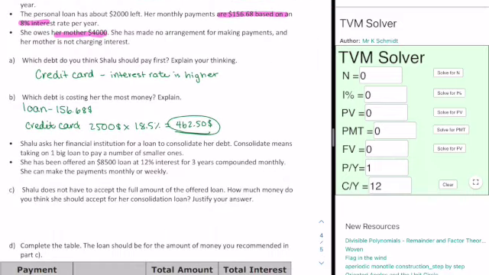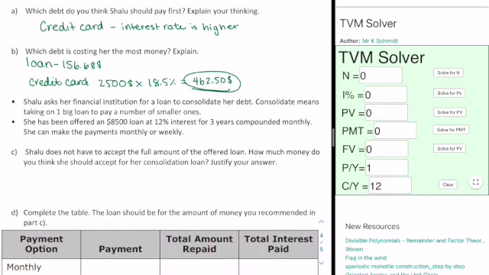So Shalou asks her financial institution for a loan to consolidate her debt. So consolidating means taking on one big loan instead of smaller ones. She's been offered $8,500 at 12% for 3 years, compounded monthly. She can make this payment monthly or weekly. She doesn't have to accept the $8,500. She can take a smaller amount of it. So how much should she take, and explain your answer?